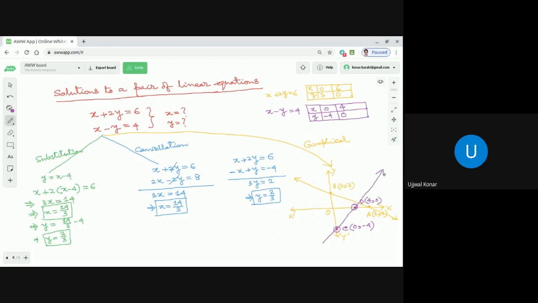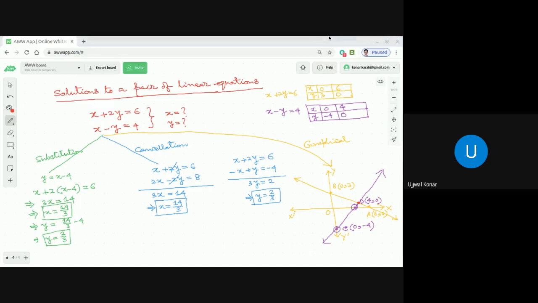Yes. Now what is the solution? The solution is nothing but the point of intersection of these two straight lines, dear students. Whatever the point of intersection of these two straight lines, you can find the solution to this one. So this is the way we can find the solutions to a pair of linear equations.